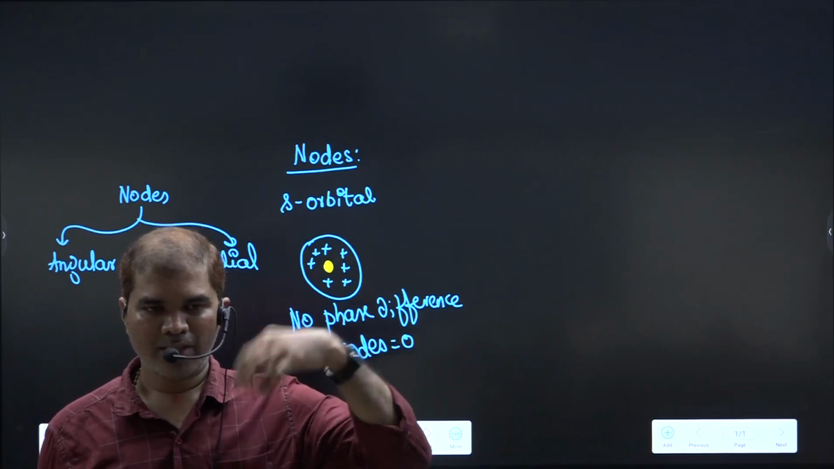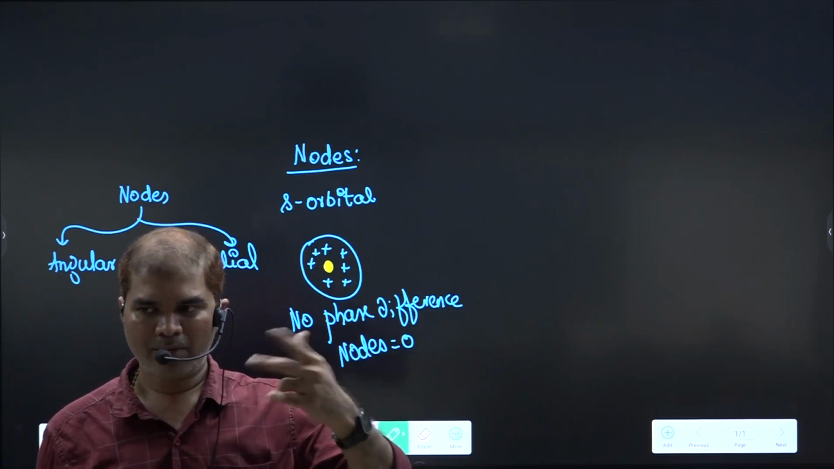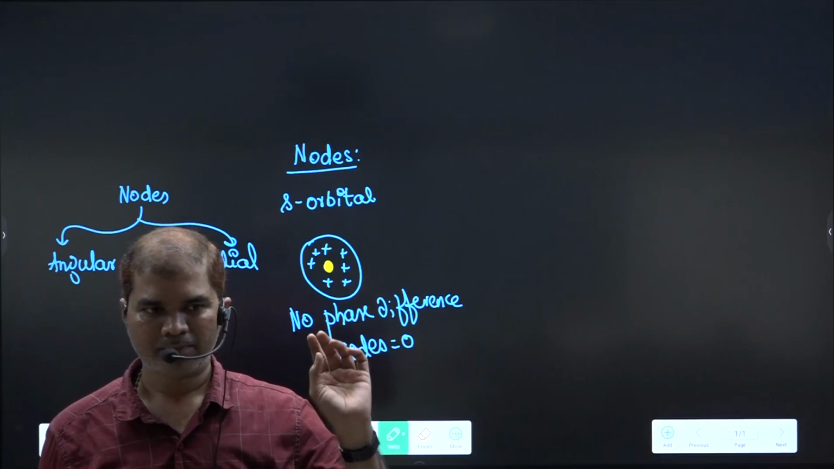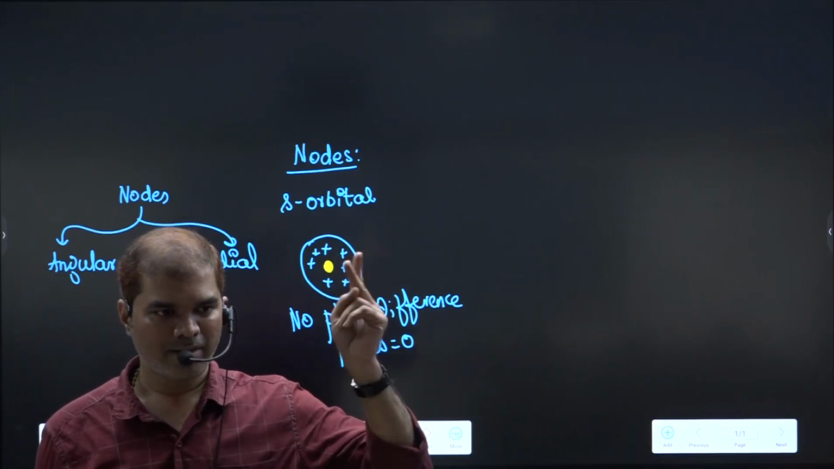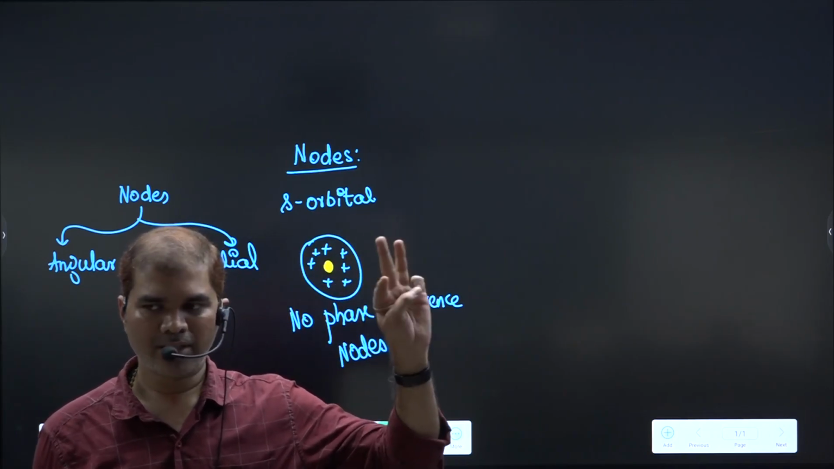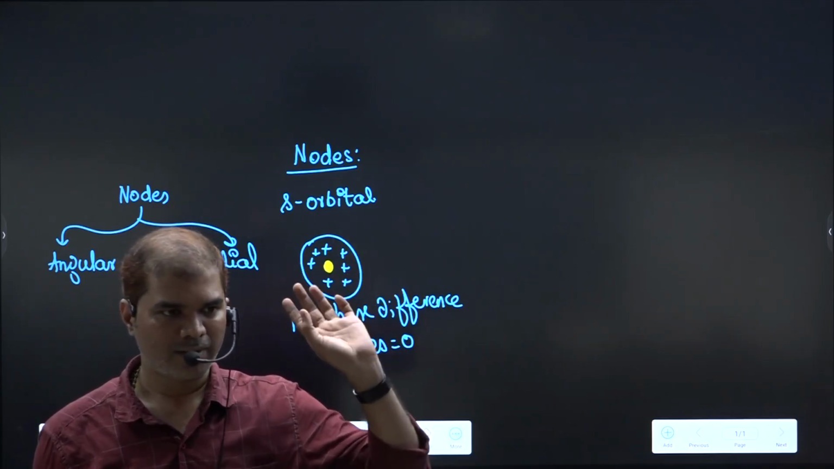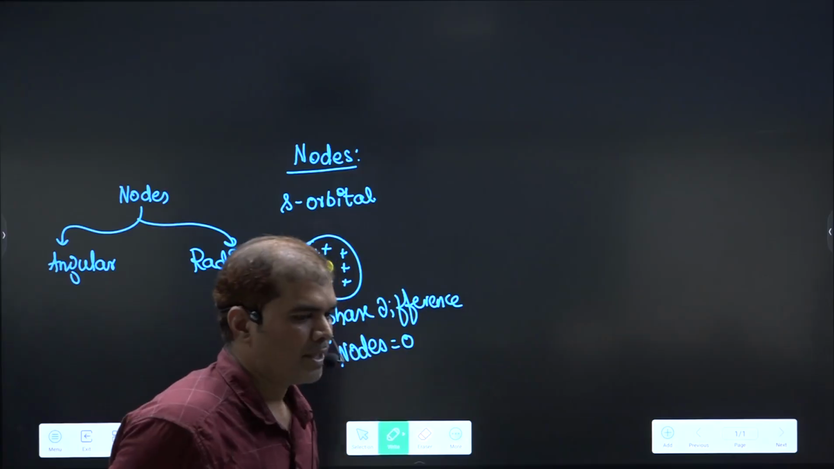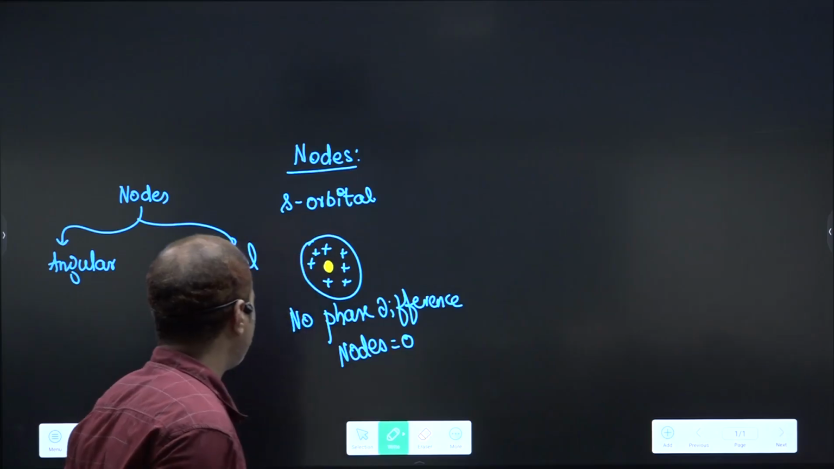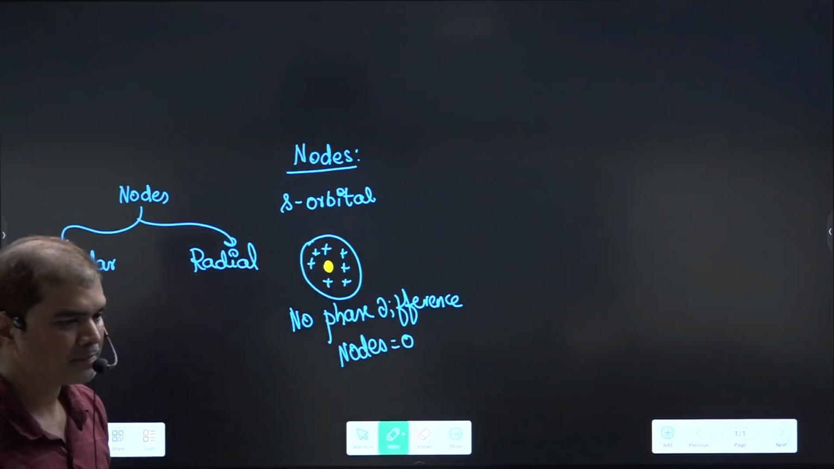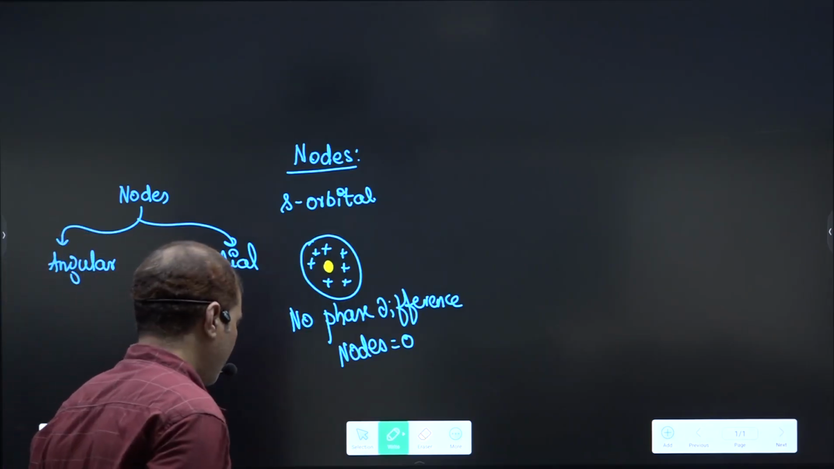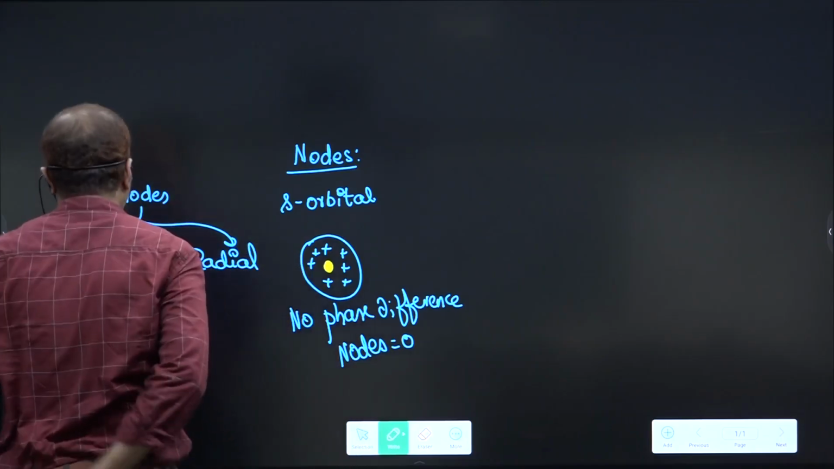So if at all there is any node within the orbital, it is angular. In between the orbitals, it is radial. Which orbitals in between, means? In between identical orbitals. Don't compare between S and P. Compare between 1s and 2s, 2s and 3s, or 1s and 3s, and so on. Okay, note down. There are 2 types of nodes. One angular, second radial node.